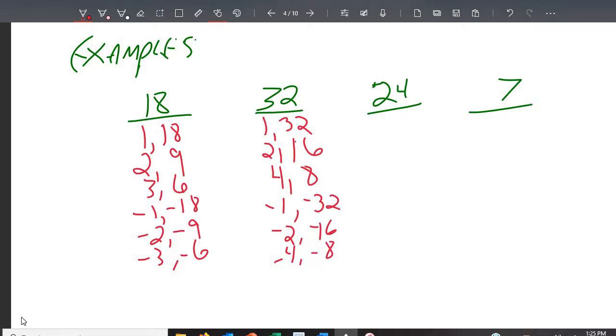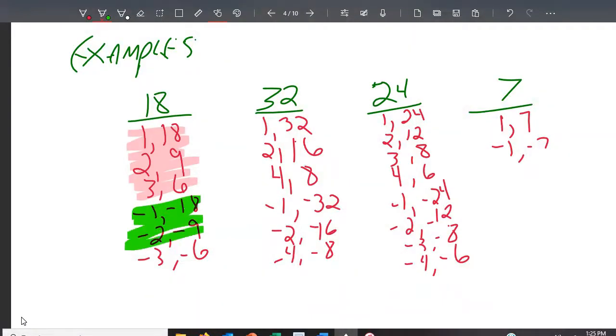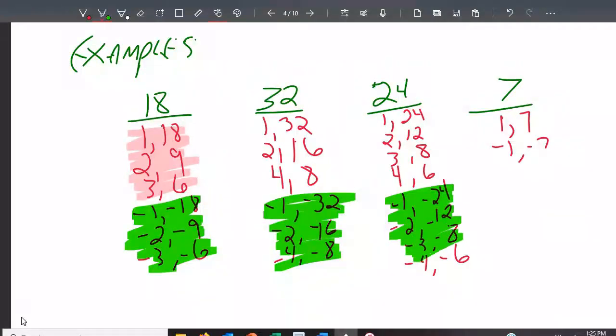Alright. Let's look at 24. 1 and 24. 2 and 12. 3 and 8, 4 and 6, and then turn around and list them with negative signs. Alright, 7 would just be 1 and 7, negative 1 and negative 7. So it's important to list them all as positives, and then turn around and list them all as negatives. So make sure you get them all.